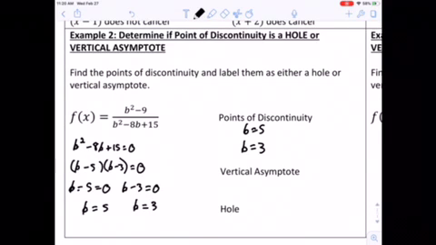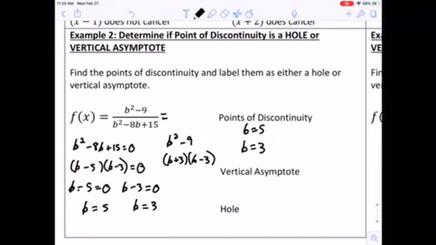Now we have to factor the numerator to determine what type of point of discontinuity it is. So if we factor b squared minus 9, we're looking for what multiplies to negative 9 and adds up to 0. That would be positive 3 and negative 3. And so if we rewrite the equation, b plus 3 times b minus 3 over b minus 5 times b minus 3. We see on both top and bottom we have a b minus 3, which will cancel out.